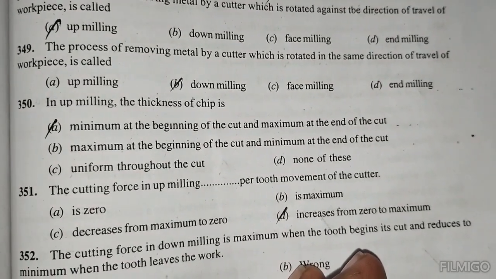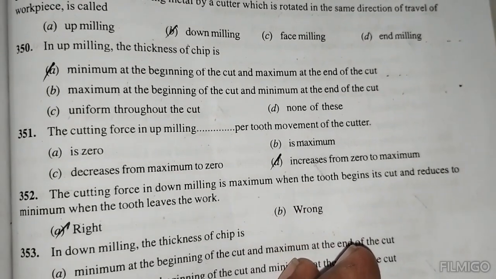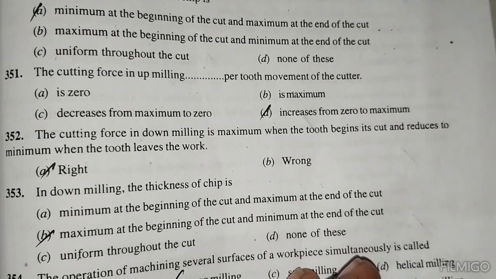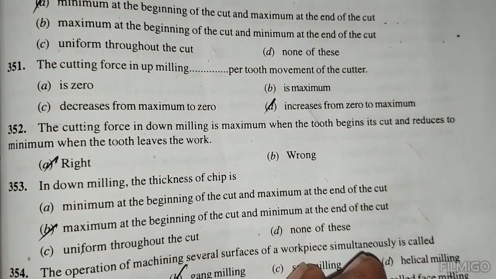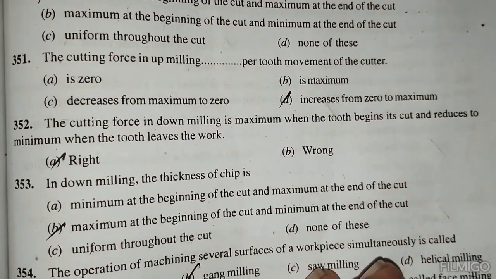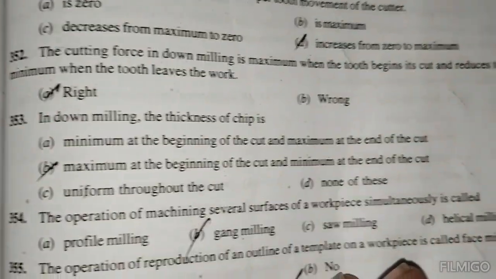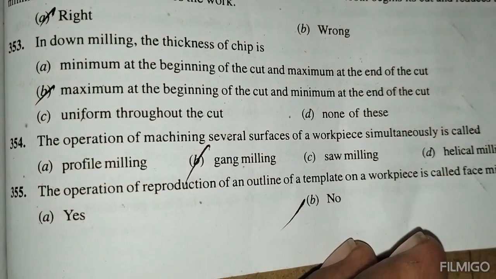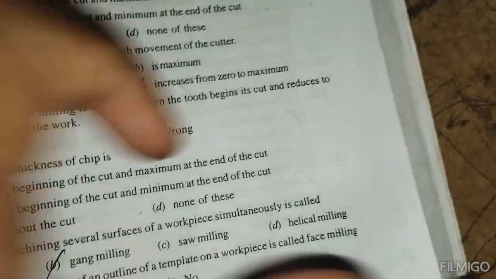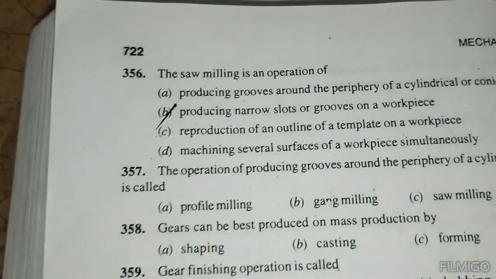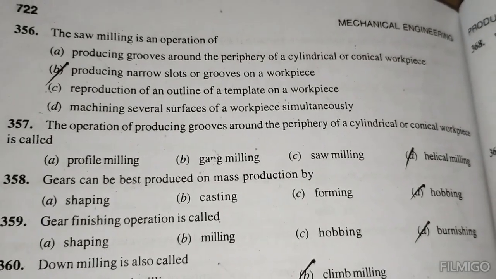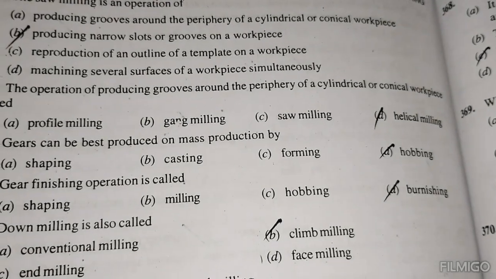In up milling, the thickness of chip is minimum at the beginning of the cut and maximum at the end of the cut. The cutting force in up milling per tooth movement of the cutter increases from zero to maximum. The cutting force in down milling is maximum when the tooth begins cutting and reduces to minimum when the tooth leaves the work. In down milling, the thickness of chip is maximum at the beginning of the cut and minimum at the end of the cut. The operation of machining several surfaces of a workpiece simultaneously is called gang milling. Saw milling is an operation of producing narrow slots or grooves on a workpiece. The operation of producing grooves around the periphery of a cylindrical or conical workpiece is helical milling.